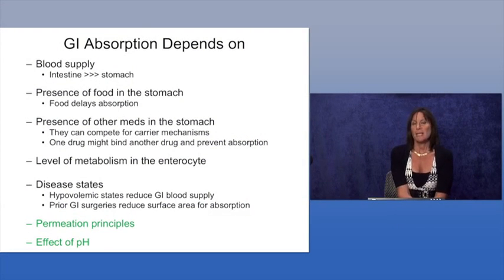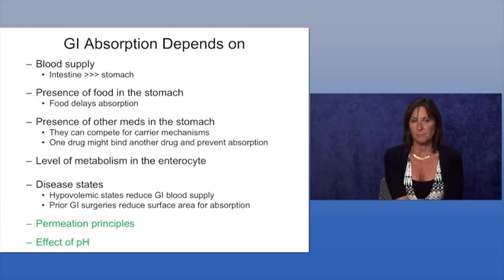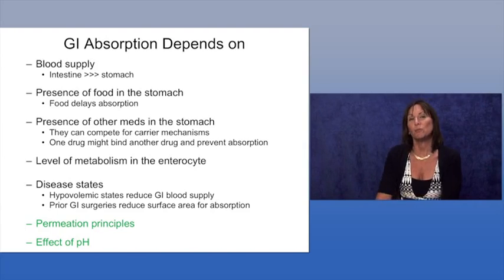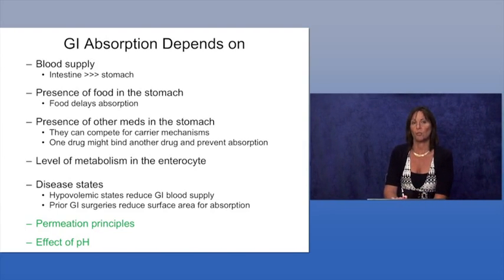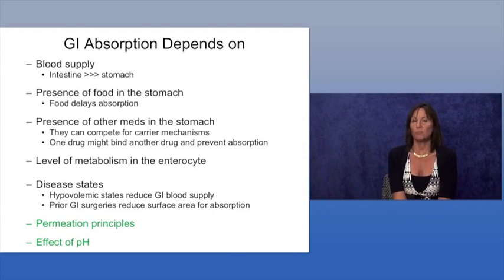A fourth concept is how much metabolism, breakdown, of a drug occurs in those cells that line the GI tract. These are referred to as enterocytes or GI endothelial cells. So metabolism within the enterocyte can result in reducing the amount of drug that actually ends up being absorbed into the portal circulation or the portal vein. So the degree of metabolism in the enterocyte is going to predict or determine the amount of drug that actually gets from the GI tract into the systemic circulation.